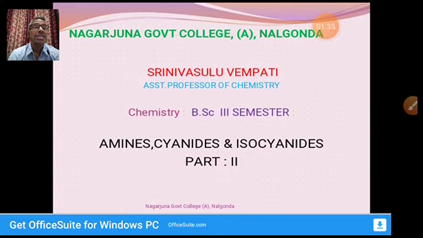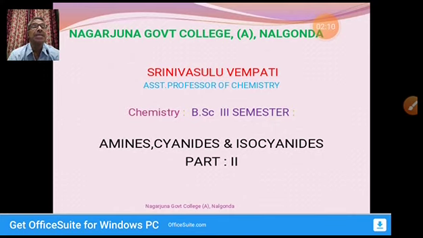Then we discussed in detail each type of amine with different examples. Then we discussed the preparation methods. We have 5 preparation methods in our syllabus. Out of 5, we have discussed 2 types of synthesis: one is ammonolysis of alkyl halide, and the second one is reduction of amides.